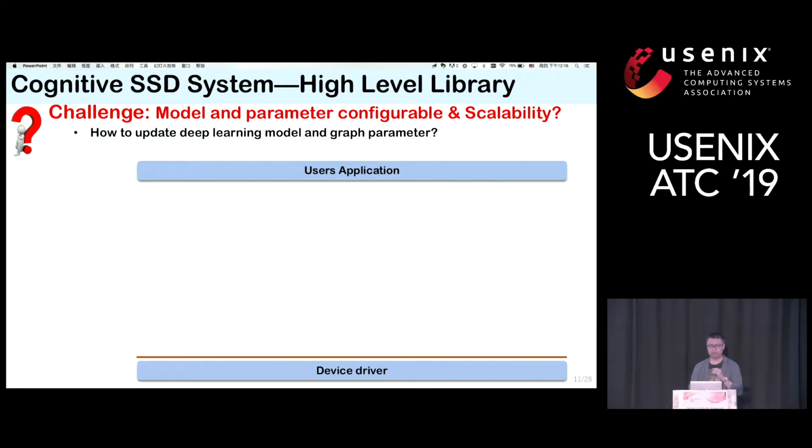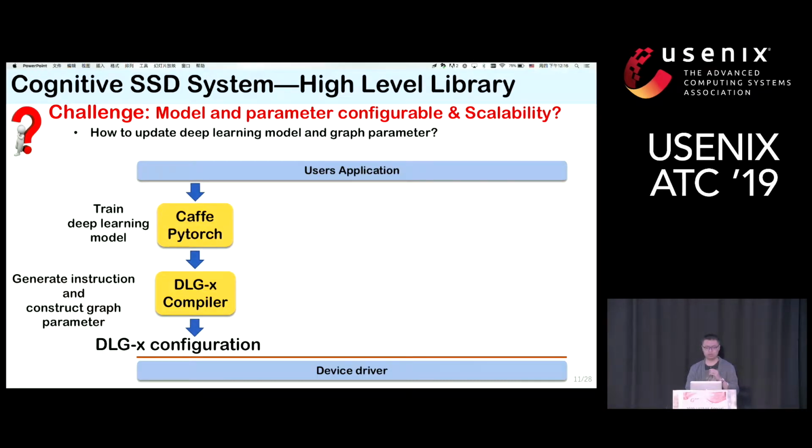As mentioned above, Cognitive SSD combines the deep learning and the graph search technique. Therefore, 2 issues need to be addressed in DLG library. First, how to update the deep learning model and the graph parameter. To address this problem, we provide a DLG-X compiler that supports a deep learning framework to transfer the deep learning model into the instructions of DLG-X and generate graph parameters. After that, users can invoke command to write these instructions and the parameters into the Cognitive SSD.